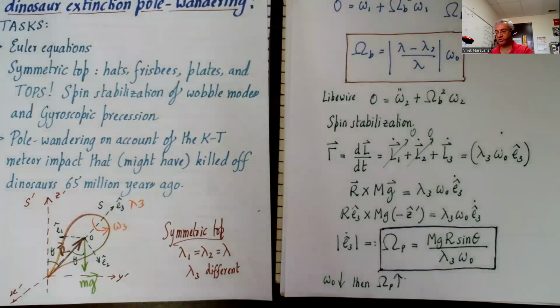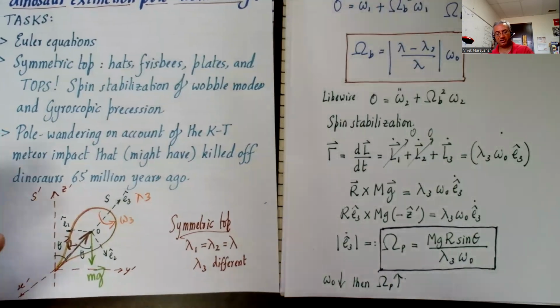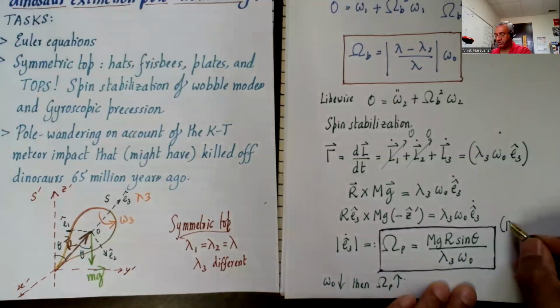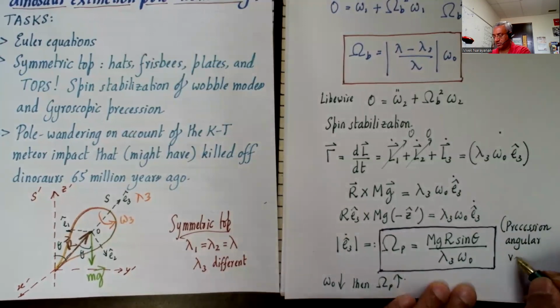So for the last part of our video, we're going to have a completely different situation where you have an asteroid hitting the Earth and causing some sort of a disturbance in the wobble. And we're going to see, as a result of the disturbance, how much the North Pole would have wandered in 65 million years. So I'll just make a note that this is the precession angular velocity.